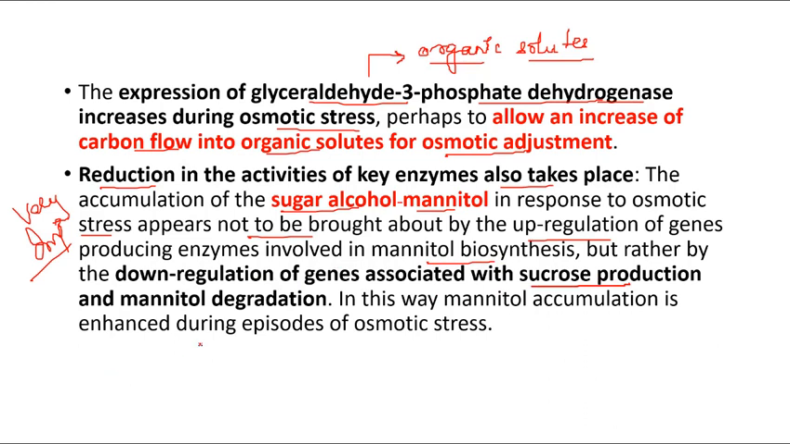So when the sucrose production genes are down-regulated and when mannitol degradation genes are down-regulated, then there will be the synthesis and accumulation of mannitol. So remember that the sugar alcohol mannitol is not synthesized by the upregulation of any genes. It is synthesized by the downregulation of two genes, mainly. The genes responsible for sucrose production will be downregulated, and the genes responsible for mannitol degradation will be downregulated. This leads to the accumulation of mannitol during osmotic stress.